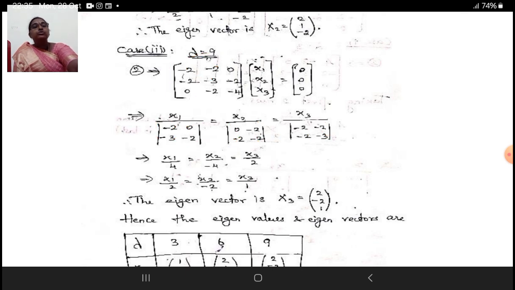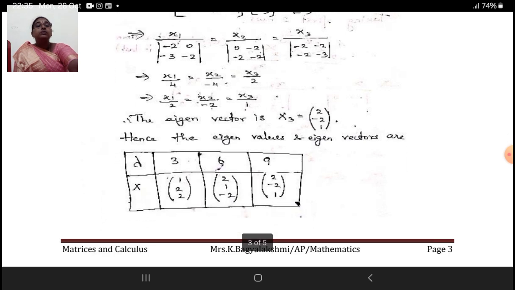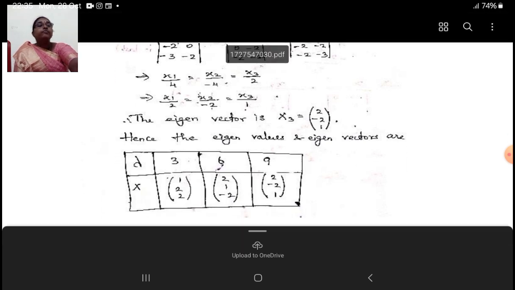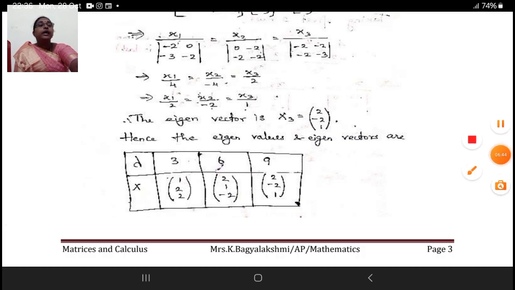All those values we can write as a table. In this table we can write all the eigenvalues and corresponding eigenvectors.